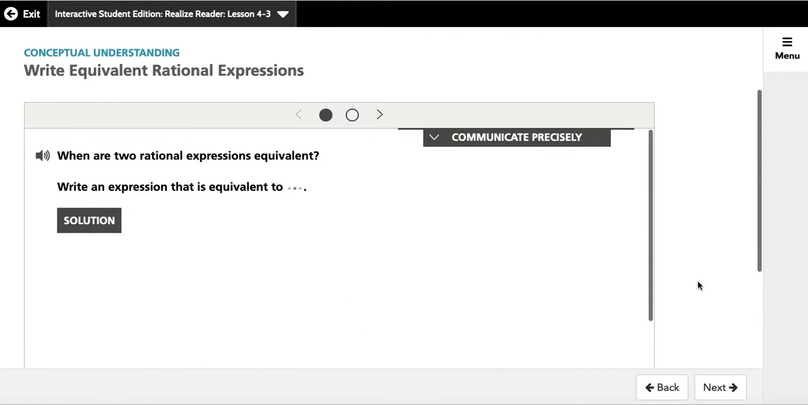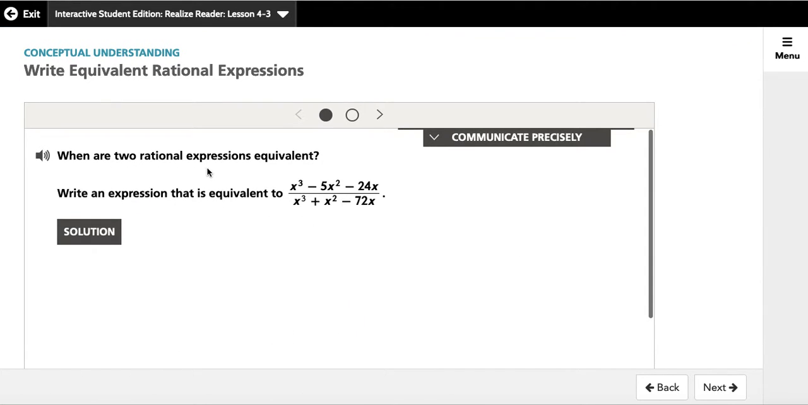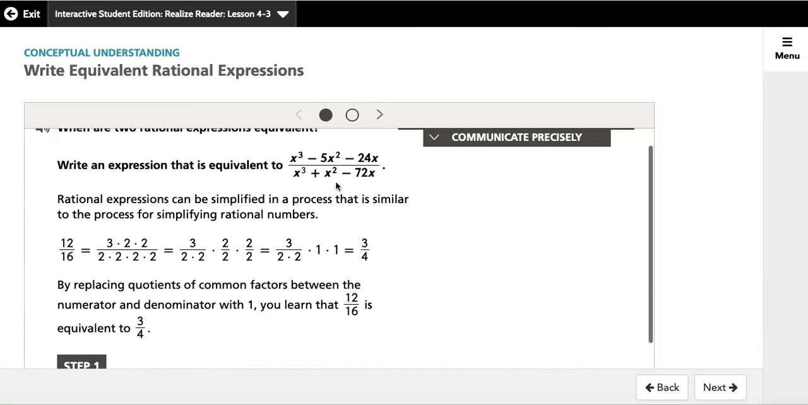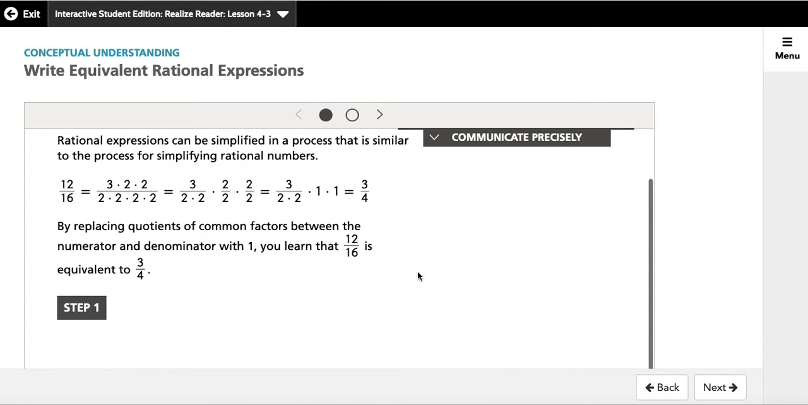Writing equivalent rational expressions. When are two rational expressions equivalent? Write the expression that is equivalent to that one. Hopefully you're good at factoring. For example, if we have 12 divided by 16, 12 is 3 times 2 times 2, and 16 is 2 times 2 times 2 times 2. So you can cancel out those 2's, and you're left with 3 over 2 times 2, which is 3/4. So 12/16 is the same as 3/4. So we're going to find common factors in these two expressions and reduce it, essentially.